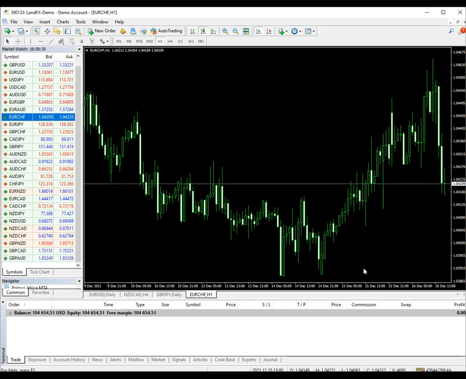So GBP, we all know that's the Great Britain pound. We have the USD, which is the dollar. We have the euro, the Australian dollar, the New Zealand dollar, the Canadian dollar, the Swiss franc, and then the Japanese yen. So these 8 currencies, they are crosses, they are pairs. When you pair just these 8 currencies, you will get in total 28 currency pairs.